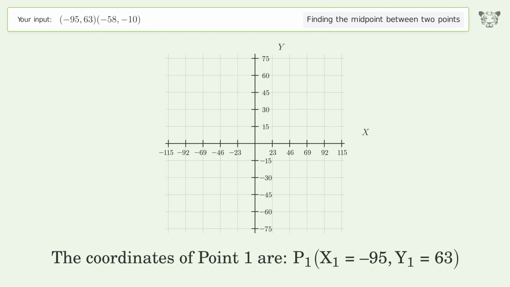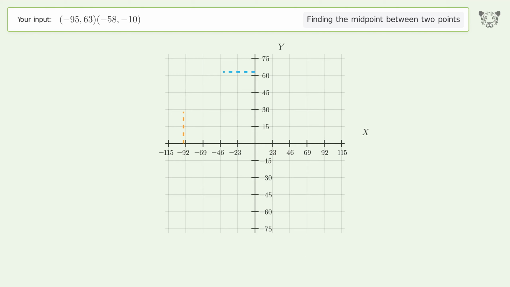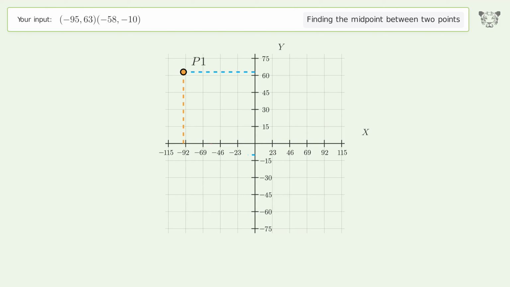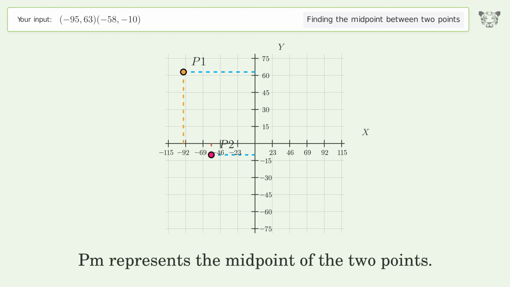The coordinates of point 1 are, x1 equals negative 95, y1 equals 63. The coordinates of point 2 are, x2 equals negative 58, y2 equals negative 10. PM represents the midpoint of the 2 points.